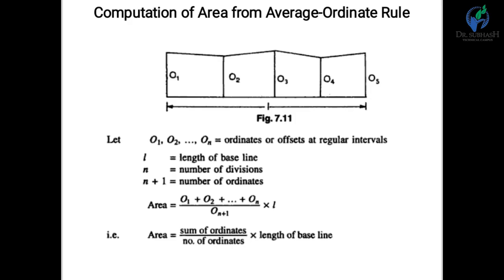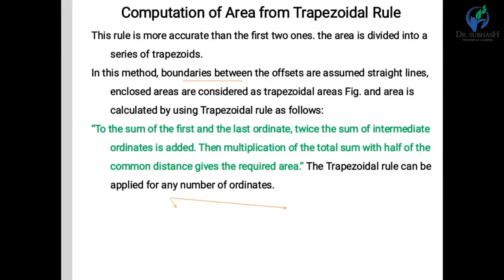In this rule, we find the area using this formula: the area is equal to the sum of ordinates divided by the number of ordinates, into the total length of the baseline. N plus 1 is equal to the number of ordinates, in which N is equal to the number of divisions and L is equal to the length of the baseline.